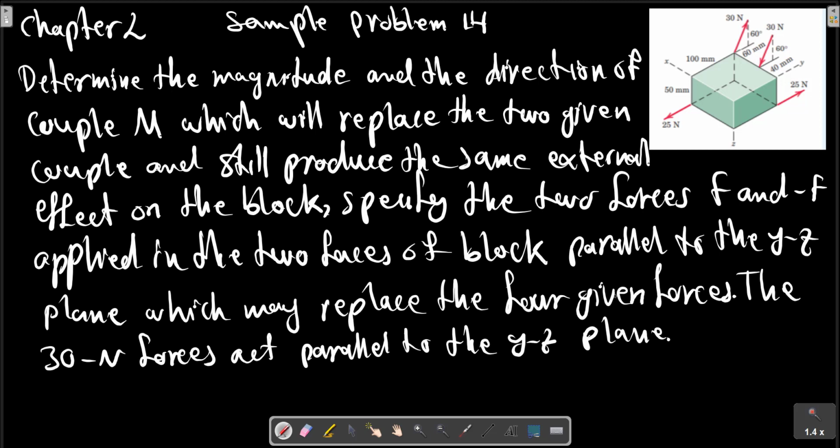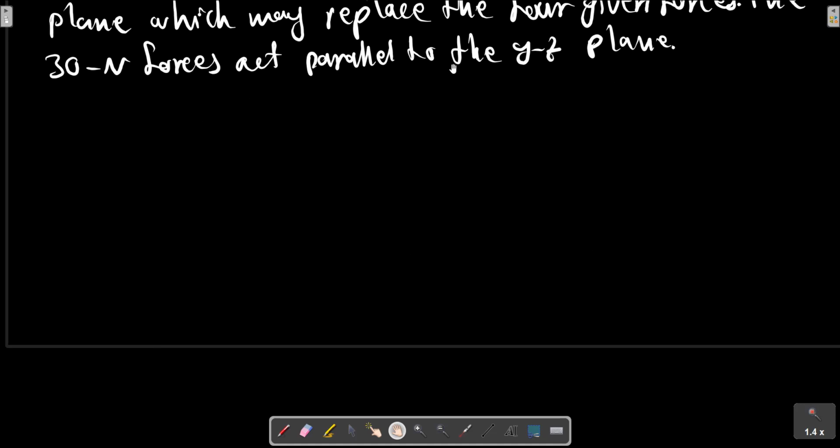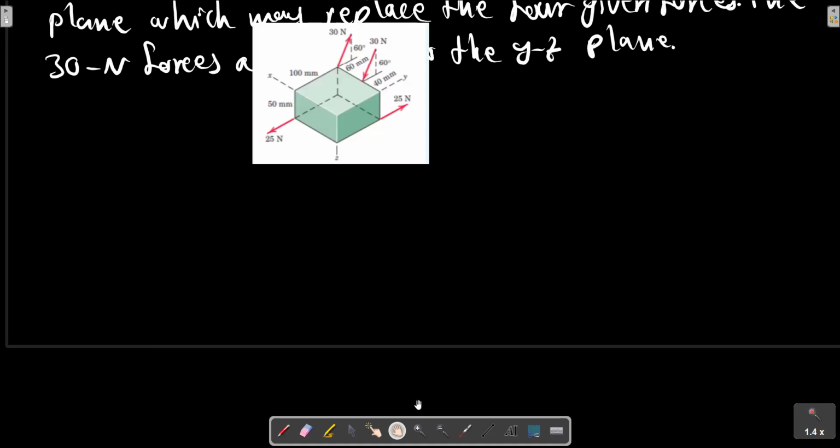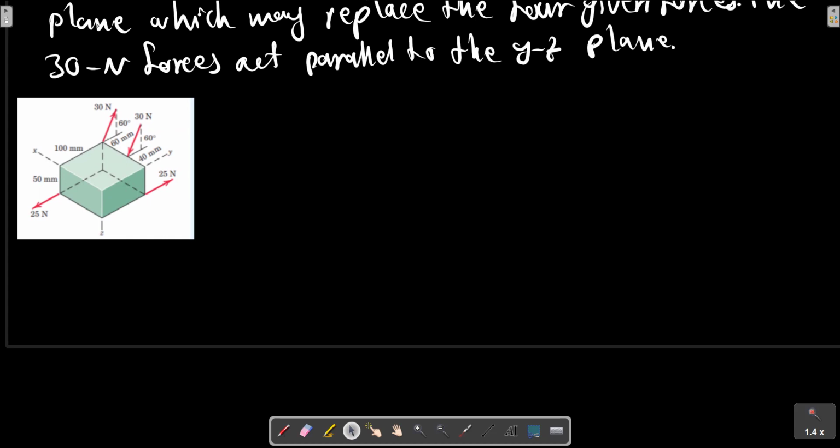The 13 Newton forces act parallel to the YZ plane. Consider the picture here again. You should calculate the various moments. These two forces produce an Mz.